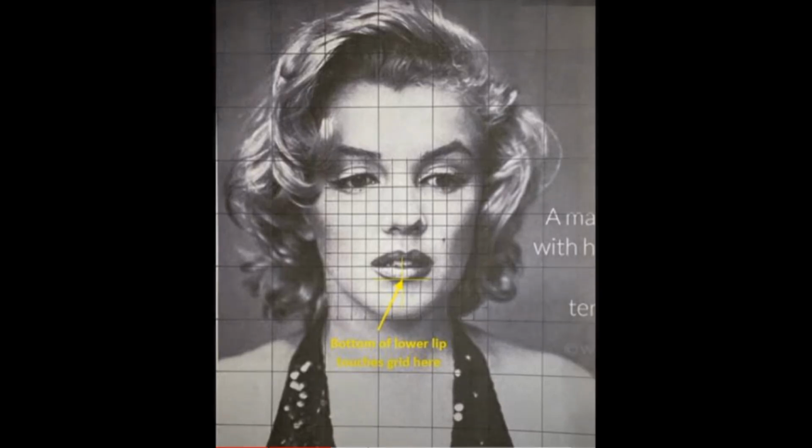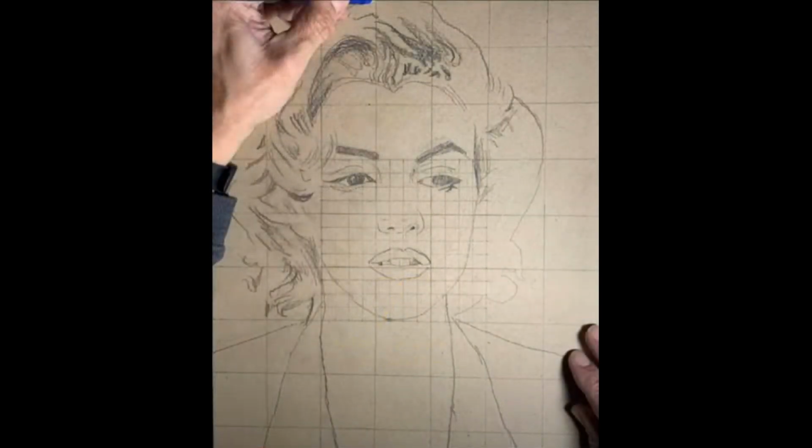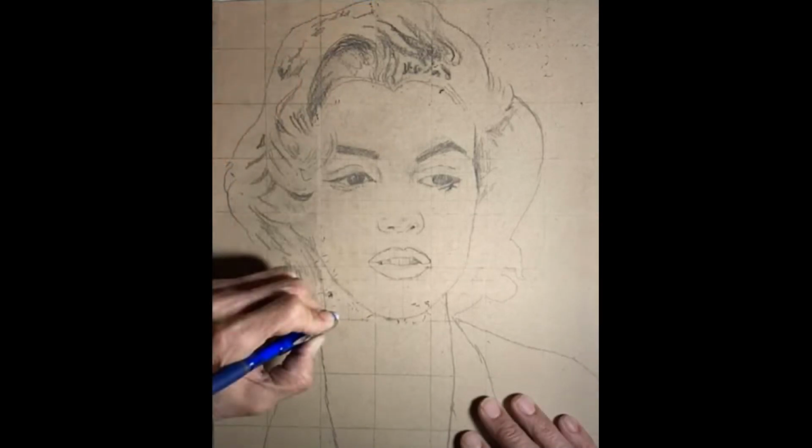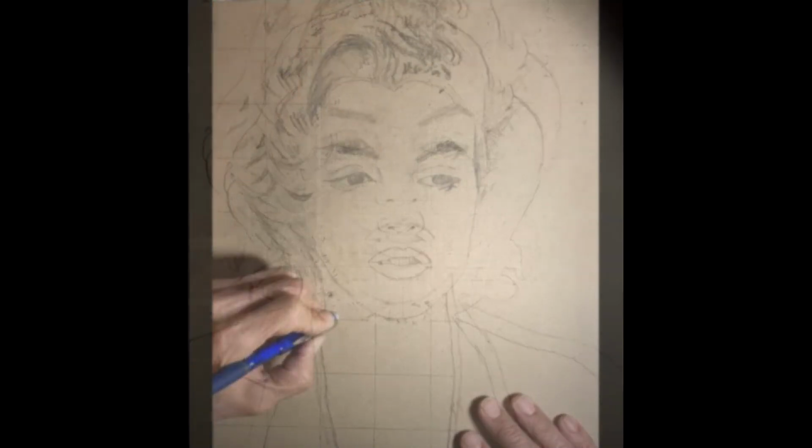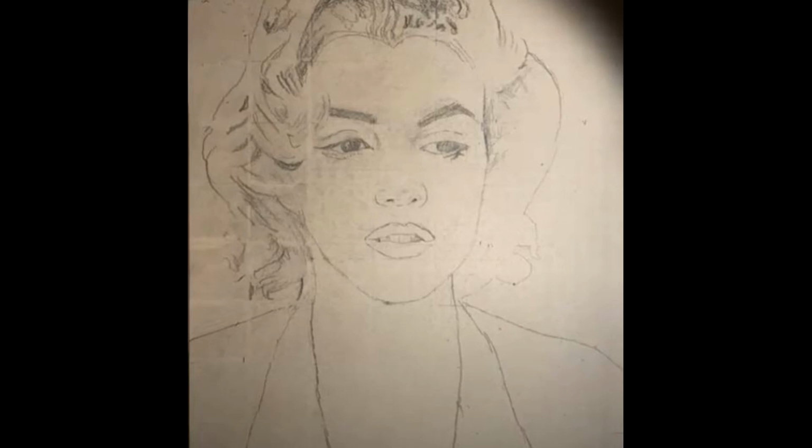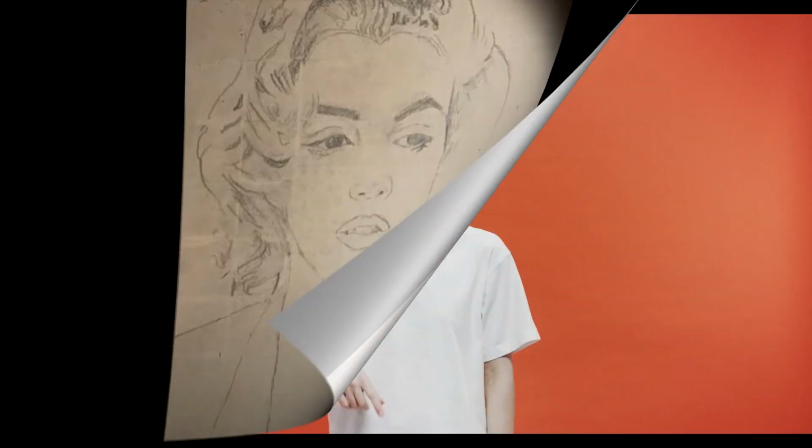Continue this process for all remaining grid squares until the complete portrait has been fully mapped. When done, erase the grid lines. Now we're ready to begin applying base layer values, which are the preliminary dark, mid-tone, and light areas in our portrait. But we'll cover that in our next video.